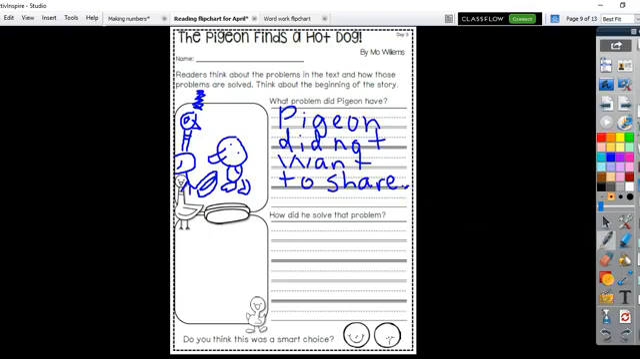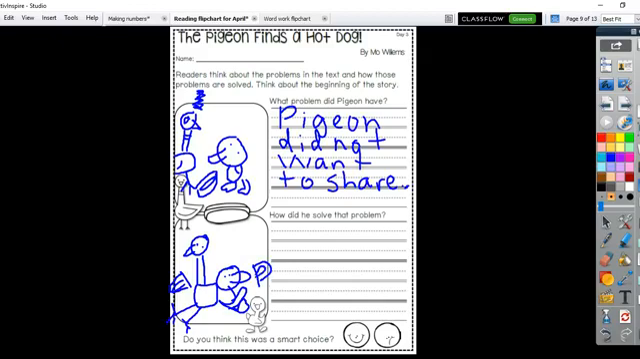So what was the solution that they came up with? What did they do? They cut it in half. So this time I would draw Pigeon. Remember, they were sitting back to back, and Duckling. So they shared the hot dog, right? So he had half of the hot dog, and he had half of the hot dog. So they shared the hot dog.